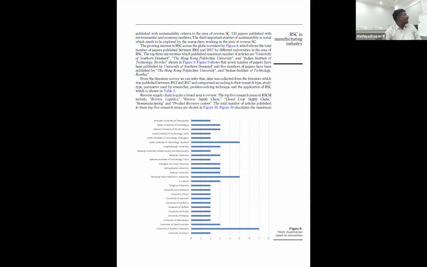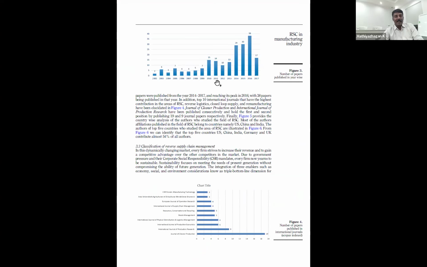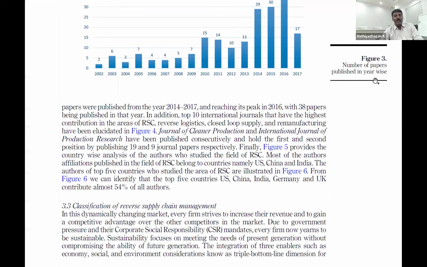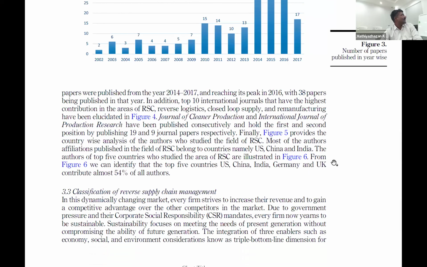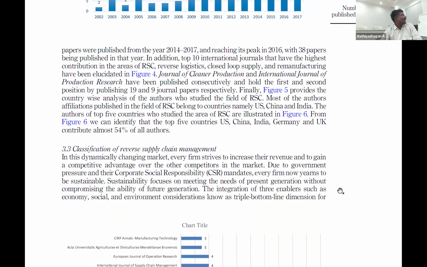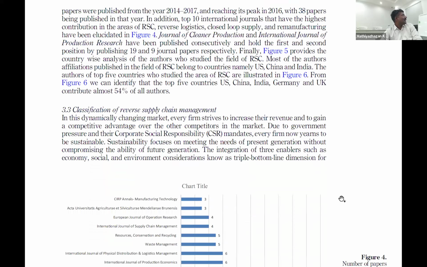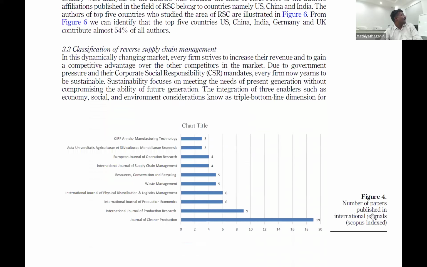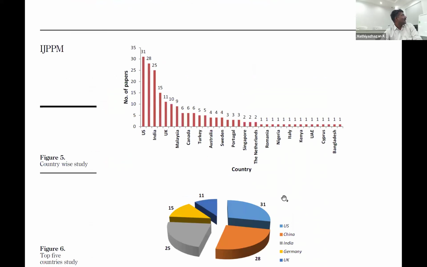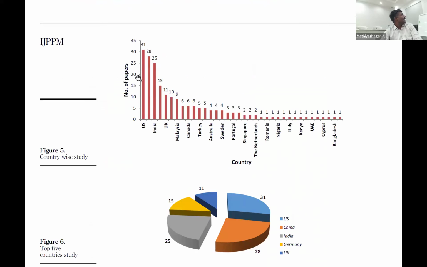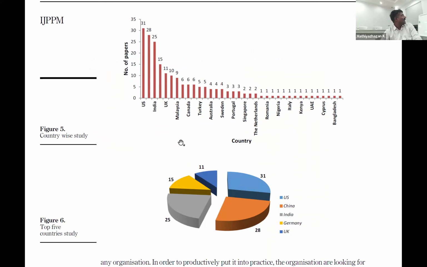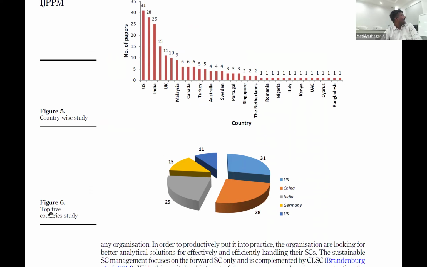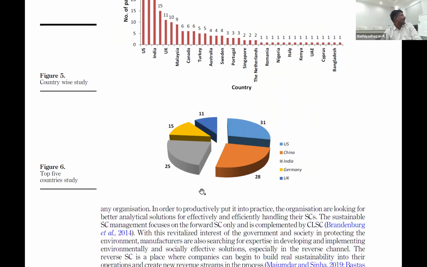From the 204, first what am I doing? Number of papers published year wise. Next, what am I doing? Number of papers published in international journals, Scopus ones. Then the next one is country wise, how many papers. Country wise, USA is doing well, then India and UK. Then the top 5 countries.